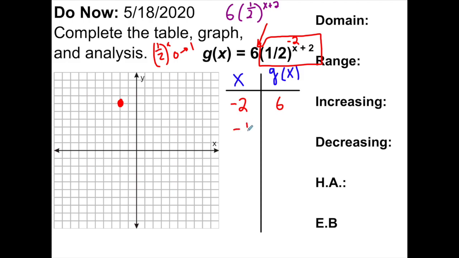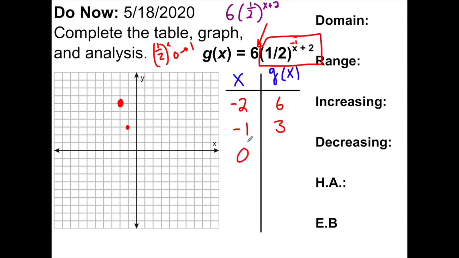Next, I'm going to try plugging in -1, because I would rather work with positive exponents than negative exponents if I have a choice. So -1 plus 2, that's going to be 1. Anything to the power of 1 is itself. So 1/2 to the 1 is 1/2. And then 6 times 1/2 is 3. So I'm going to put on -1, 3.